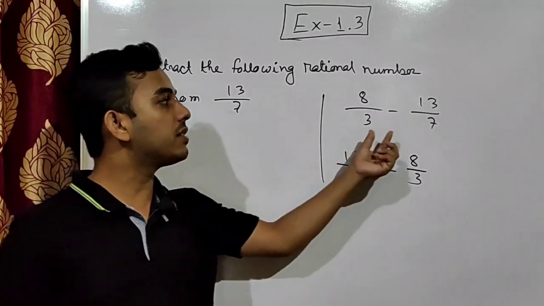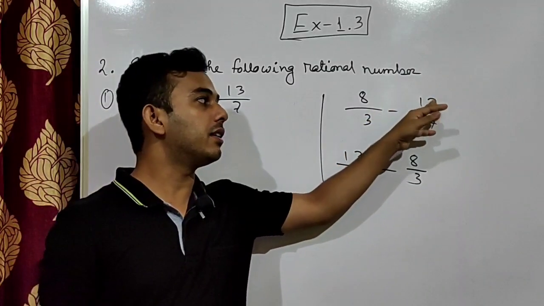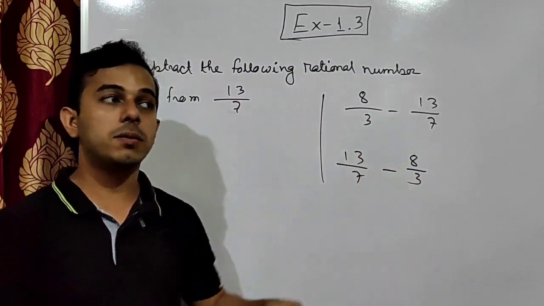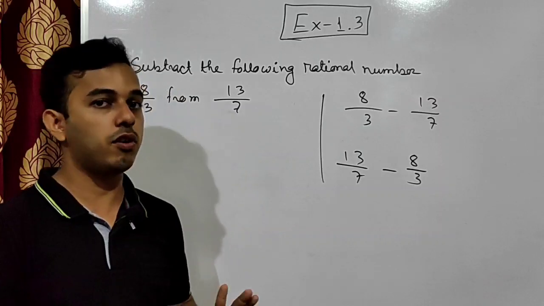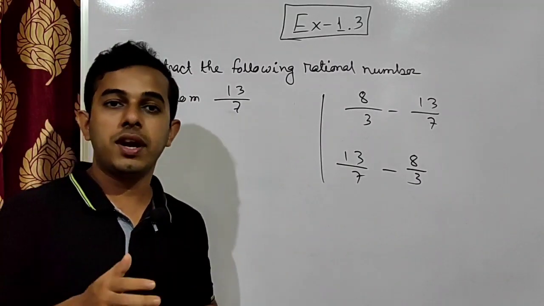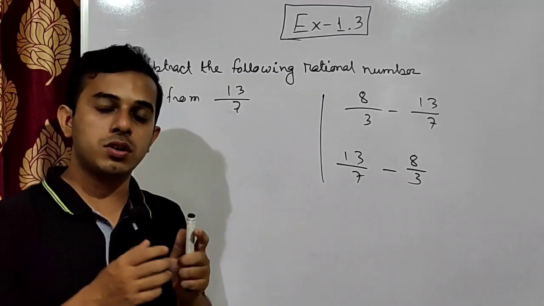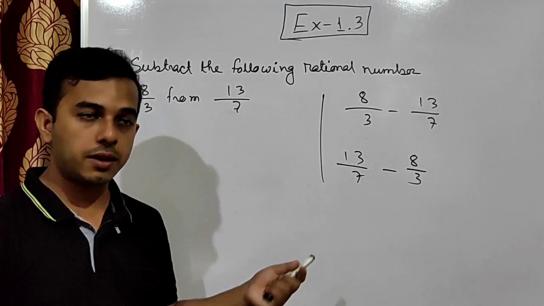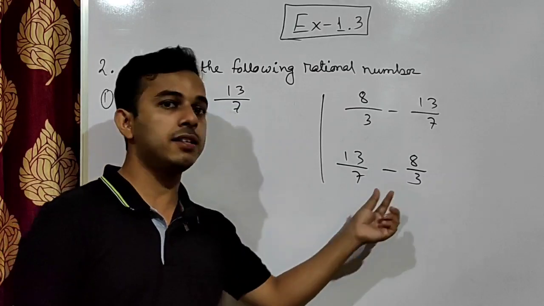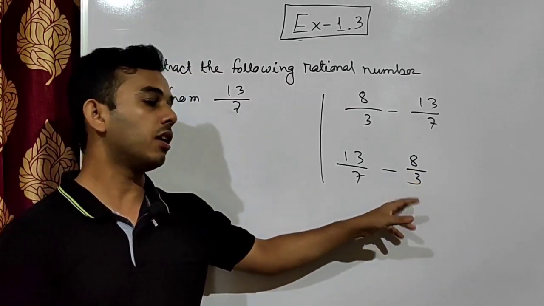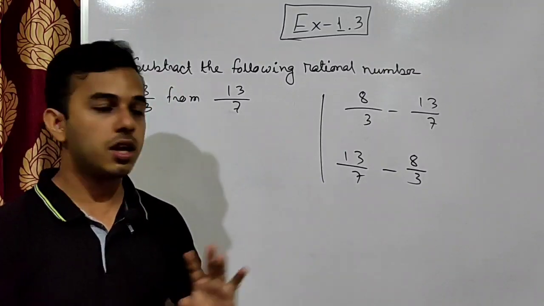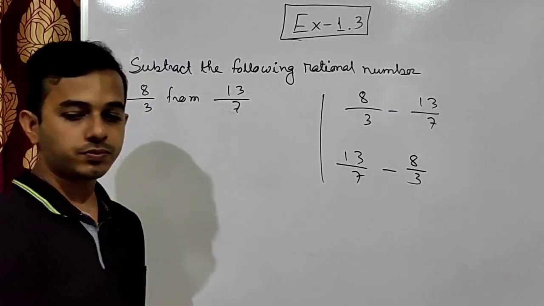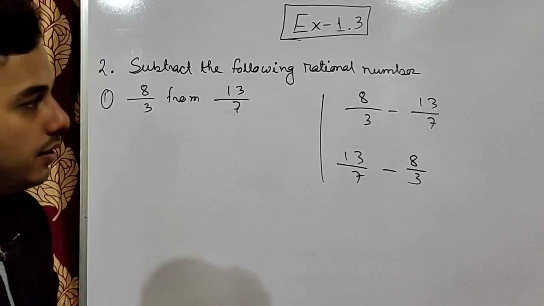Same like this, in our first case 8 by 3 minus 13 by 7 means we have to subtract 13 by 7 from 8 by 3. The number which we write first, in sequence, is the number from which we subtract the other number. Now the second case, 13 by 7 minus 8 by 3, means we are subtracting 8 by 3 from 13 by 7, not the other way around. Clear? Okay, so now let's start our number 1.